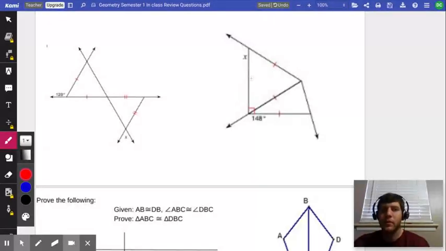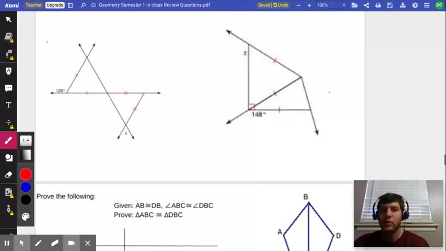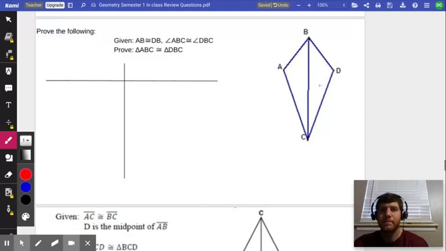Okay, and then you also have these here for additional practice if you want to do those. But let's go on to the proof here. All right, so you have statements and reasons. So statements and then reasons. Okay, it really should be segment AB is congruent to segment DB. So step 1 here is our givens. So segment AB is congruent to segment DB.